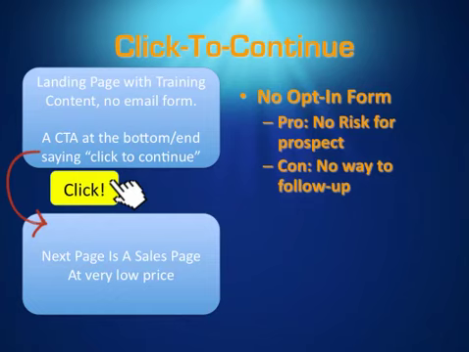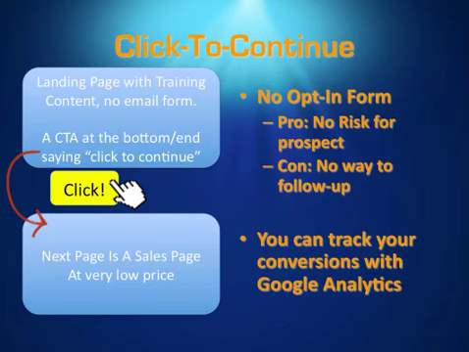So there's no opt-in form on it. There's no actual exchange of email in this system. Now, the advantage to this, the pro, is there's no risk for the prospect. They're not giving anything up. They're just taking a little action by clicking next, and then they see this offer. The bad part is there's no way to follow up. So you can track your conversions with Google Analytics. So again, if you have a product that's lower priced that you'd be willing to exchange for maybe just a few dollars just to cover shipping and handling or fulfillment, this would be a way to consider.